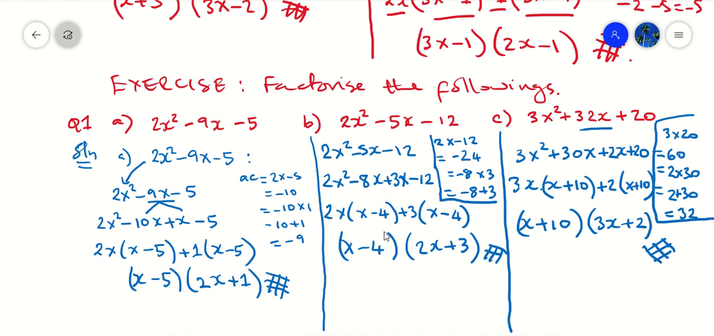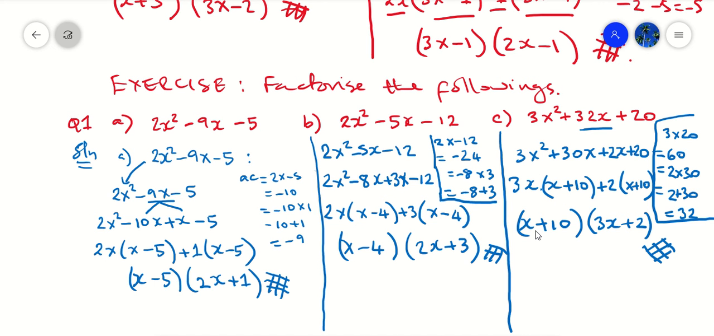And then I do exactly the same thing again. The same here. I had 3 times 20, which gives you 60. But for 60, the factors which will give me 32 are 2 times 30. And if I put a positive sign on both of them, 2 plus 30 is equal to 32. And then I just carry on splitting it, the same thing I've done.